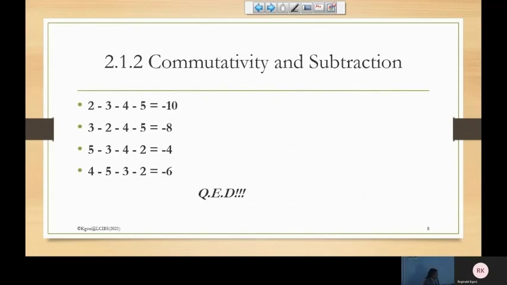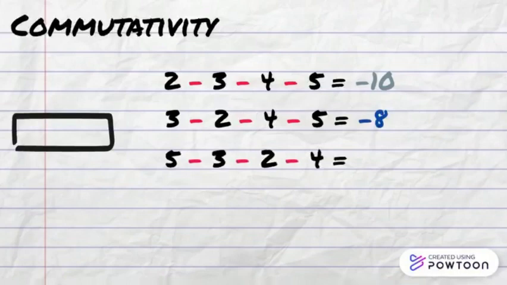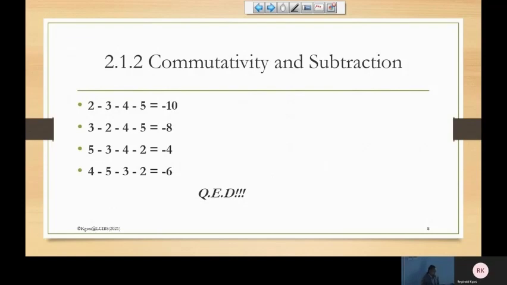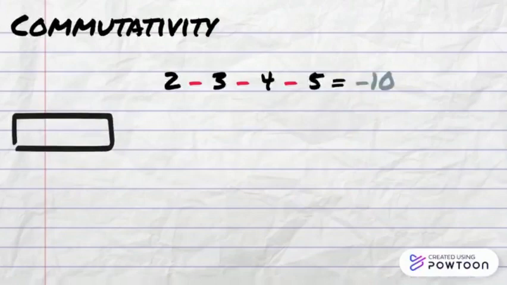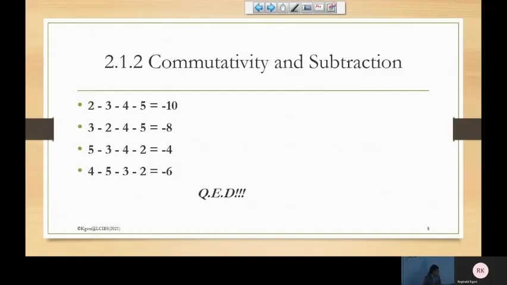So if you try commutativity with subtraction, we find that we use the same four numbers, 2, 3, 4, and 5, and then we keep rotating their positions, commuting them. In other words, you see that the first one gives us negative 10, but if you move them around, do the same thing, you realize that the answer is now different. It's now negative 8. You move them around, the answer becomes different again, depending on which number is in which position. So we see here that commutativity is not supported by subtraction. Therefore, subtraction is not commutative.